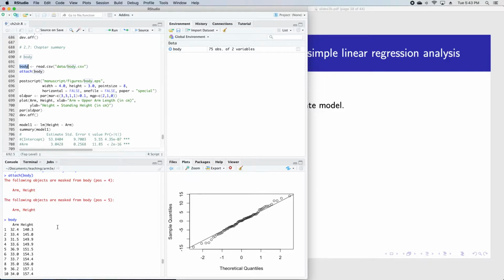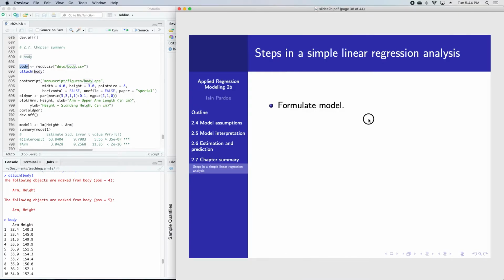And I'm going to set the predictor to be arm, the upper arm length, and the response variable to be height, the standing height. And I'm going to see if there's a linear relationship here and see if it makes sense for me to be able to predict the height of someone based on their upper arm length. So that's going to be my model here. I'm going to have a simple linear regression model that relates these two variables.